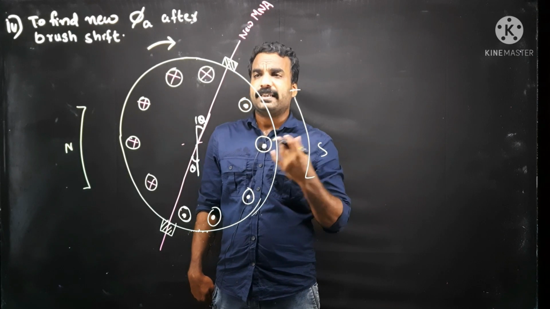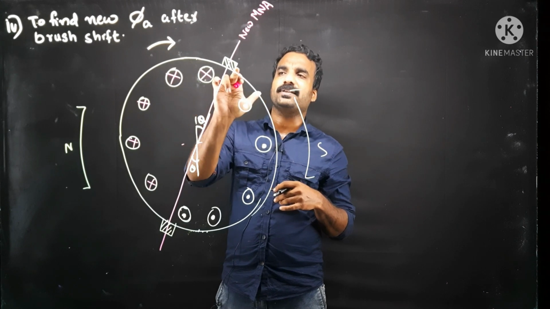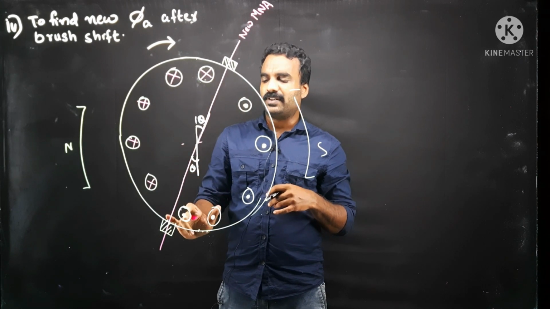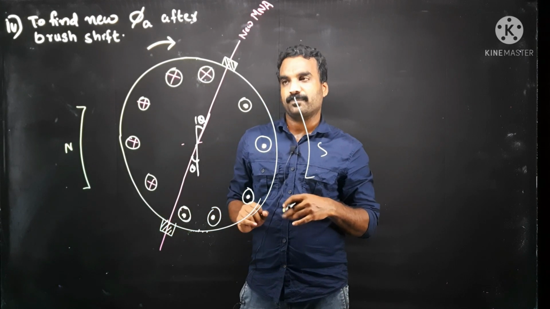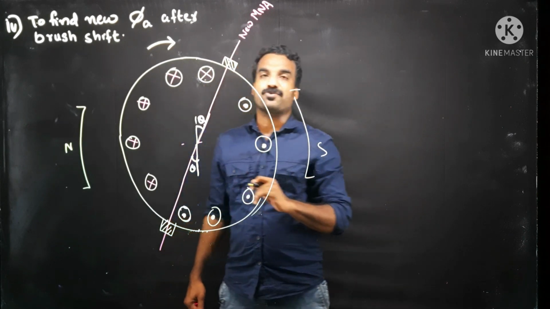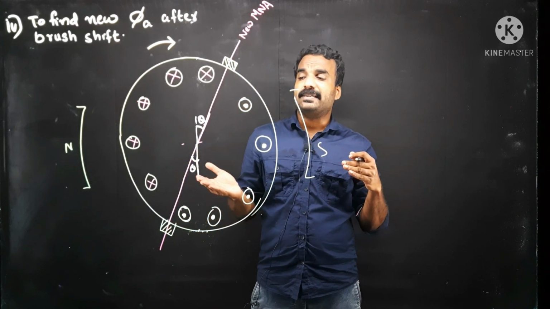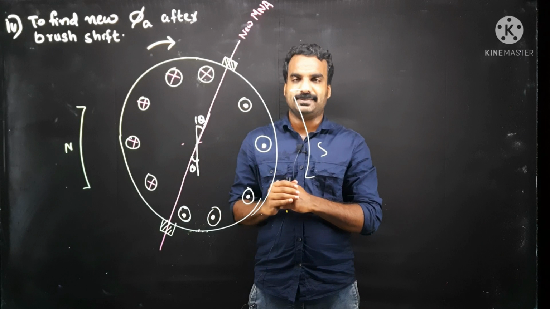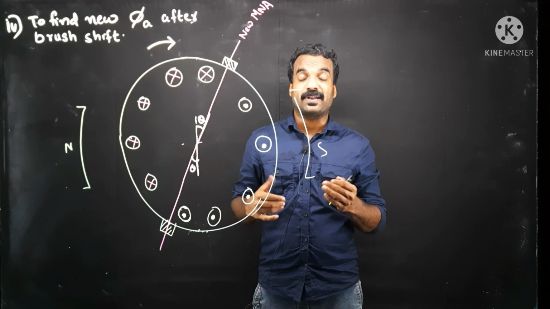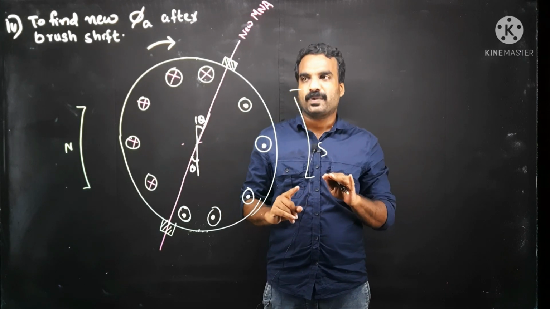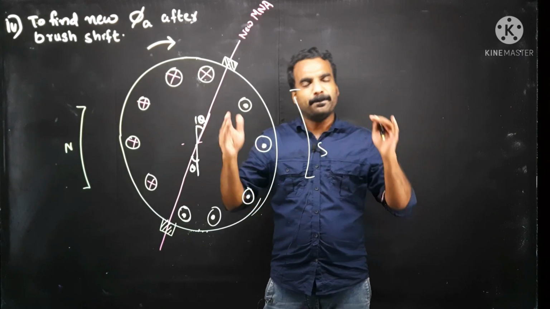Okay, so in the new position, what happened? This conductor was initially dot, but after shifting the brush it will become cross. And this was initially cross, but after shifting the brush it becomes dot. So this is the new position of armature winding currents, the new alignment. The armature winding current distribution is changed. So again we have to check the direction of armature flux, just as in case 2. The brush position is different, the conductors' alignment is different, but the procedure is the same.